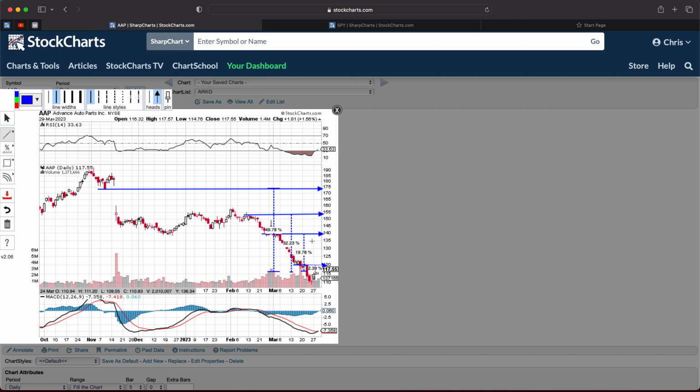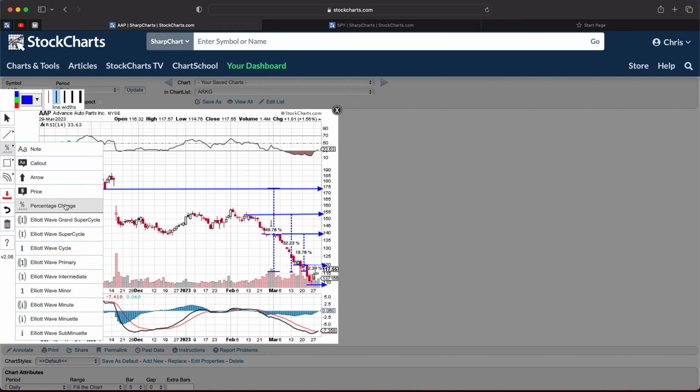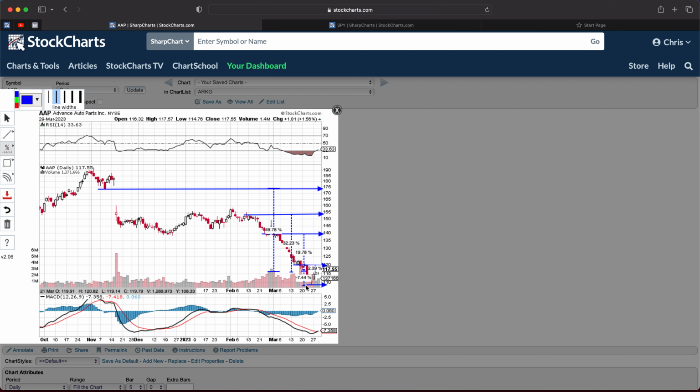So also you would need your stop, right? My stop, if I were to get in here, I'd put it down here, 109. This breaks 109, I'm out of the trade, right? Which means I'd take a 7% L. So if you're trading with $100, you're risking $7. You're trading with $1,000, you're risking $70. You're trading with $10,000, you're going to risk $700 in order to get $5,000, right?